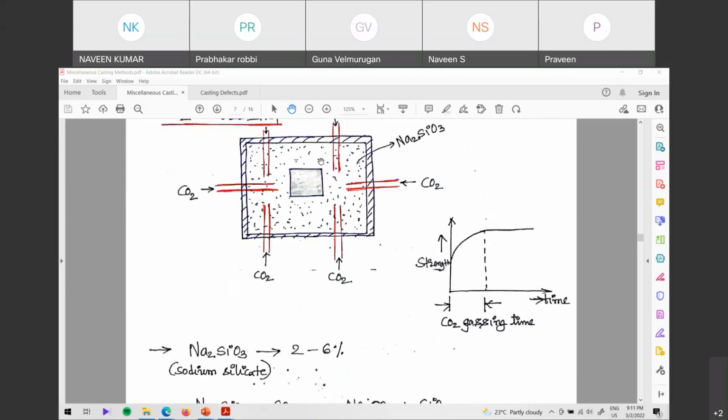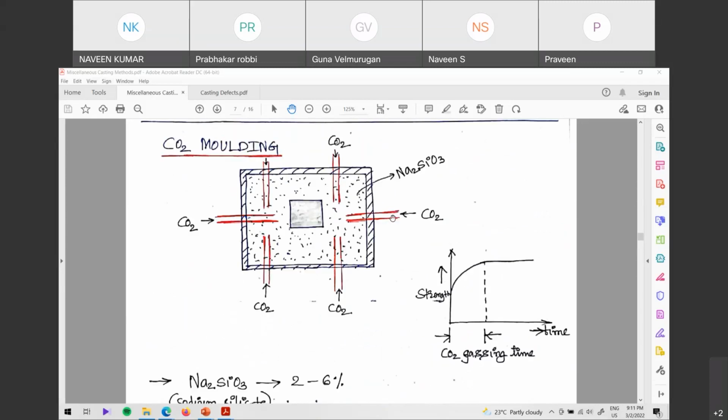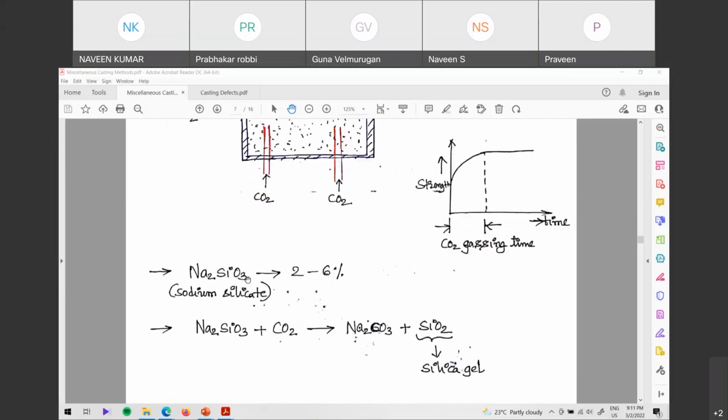Everything is the same. And we'll create some passages here. And through those passages, we'll allow some CO2 gas to pass through these inlets. There will be some inlet and there will be some outlet as well. Now, as the sodium silicate is mixed in the sand, it reacts with the carbon dioxide that you are passing, forming sodium carbonate plus silica gel. This silica gel is very important. It is hardening the molding sand, and it is increasing the strength of the molding sand.